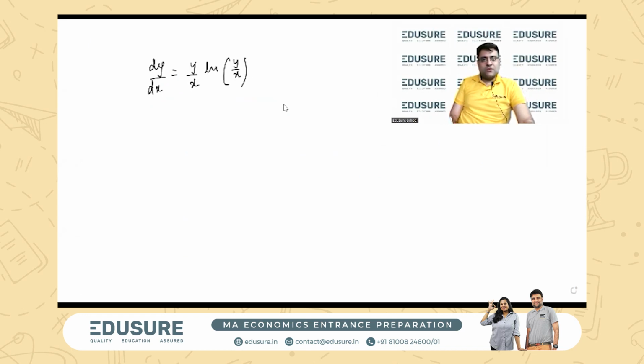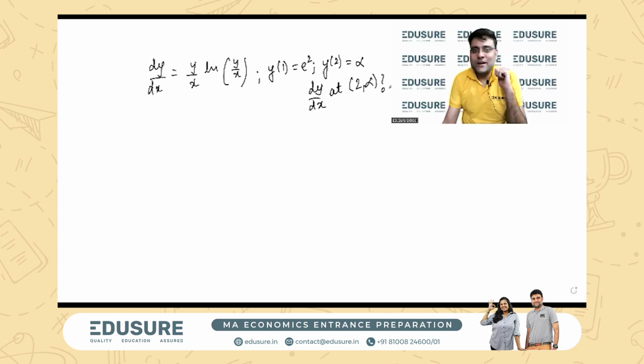y(1) = e², y(2) = alpha. Find dy/dx. Okay, this is what we need to find. Okay, so first we need to solve this.